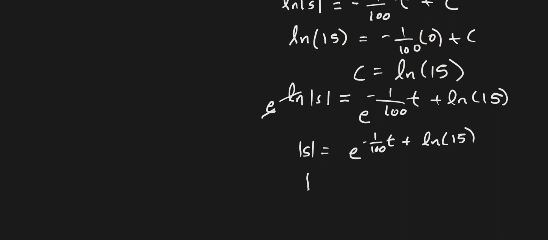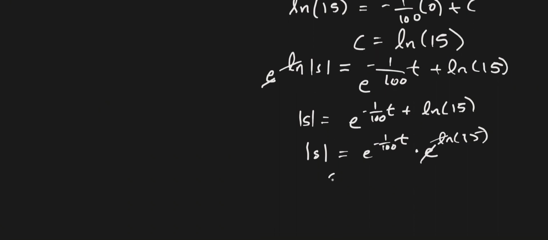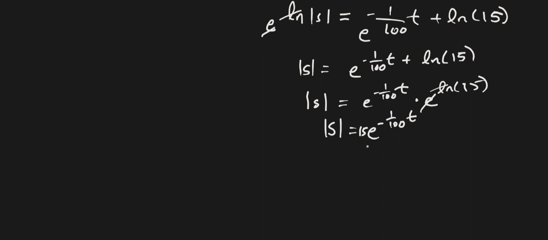Okay, so this is just the absolute value of s is equal to e raised to the negative 1 over 100t, times e raised to the natural log of 15. Why did I do this? Well, because the e and the natural log can cancel out, giving me just the absolute value of s is equal to e to the negative 100t times 15. I could have brought that 15 in front here. So just squeeze it in there.